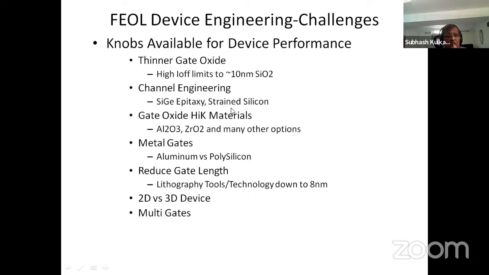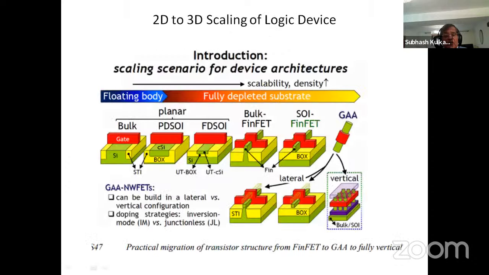These are new materials. They already are implemented. In the gate oxide, high K, aluminum oxide and zirconium oxide has replaced the oxide. Metal gates, we have removed polysilicon, we have gone to aluminum, and gate length, we are able to reduce it with lithography down to 8 nanometers. And how do we go now from 2D to 3D devices with multi-gates? And that's the next topic we'll do.